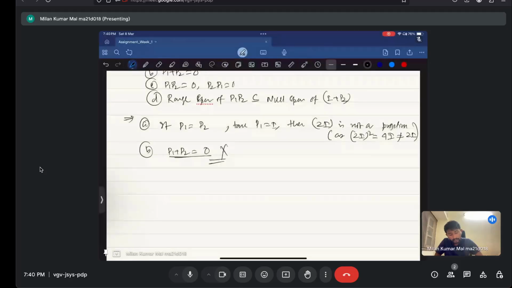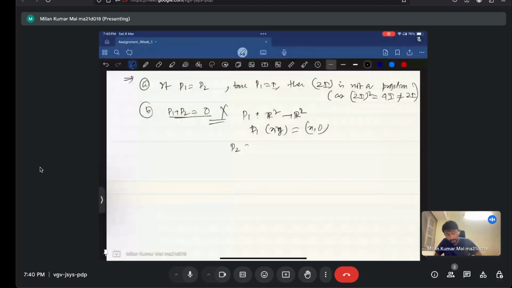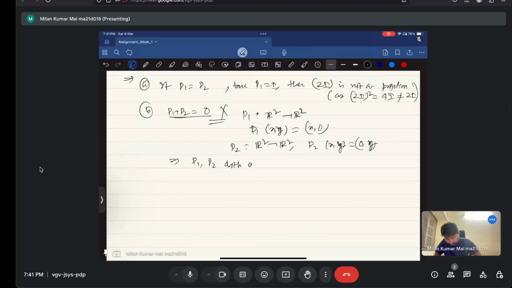a projection, an operator from vector space V to V. Let's take V as R2. P1 goes from R2 to R2 and sends (x, y) to (x, 0), and P2 is another projection from R2 to R2, with P2 sending (x, y) to (0, y). Then P1 and P2 are both projections, but P1 P2 is not equal to 0.